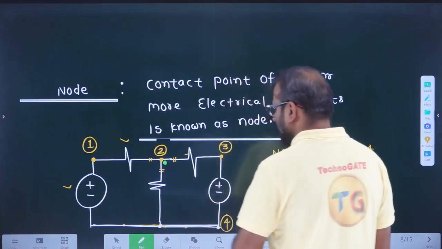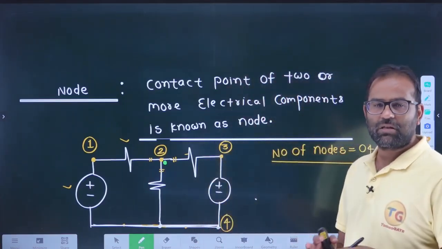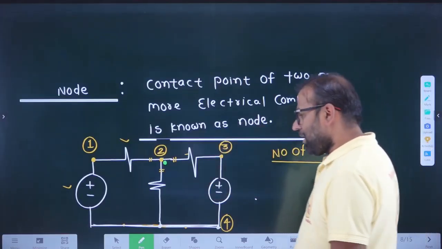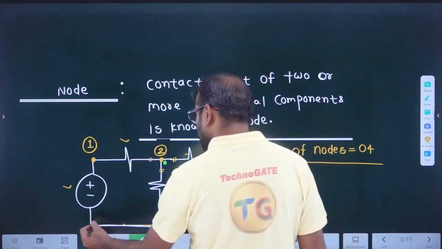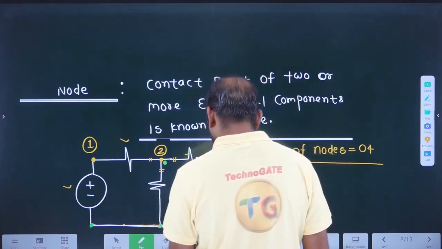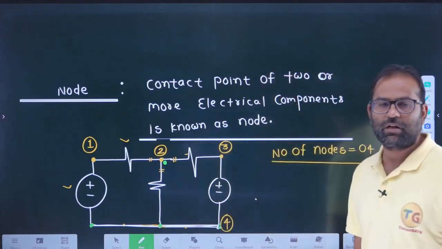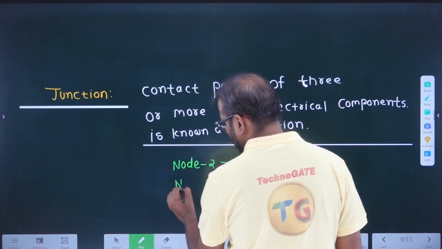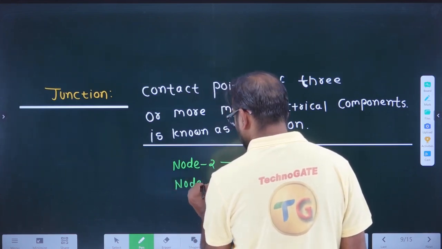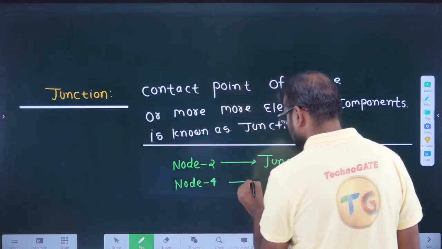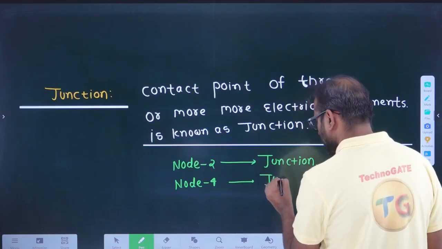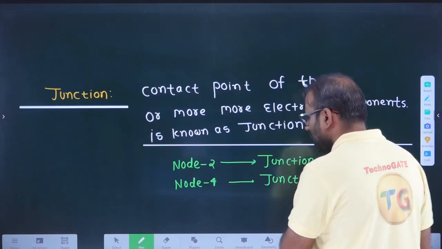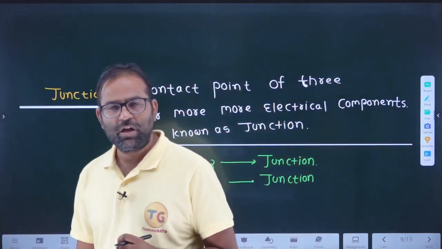Let's talk about node 3. Node 3 is not a junction because it is only connecting two branches. But this one is the contact point of three branches, so you can call node 2 and node 4 junctions.